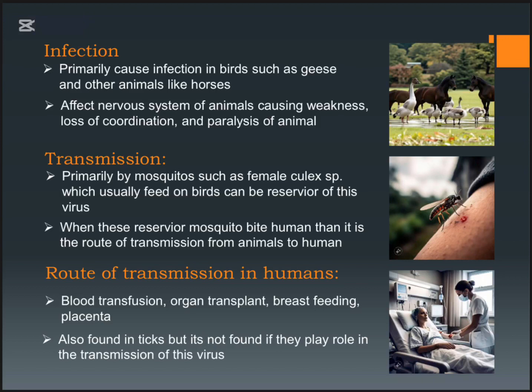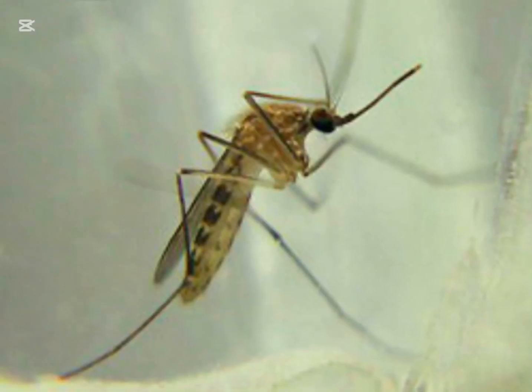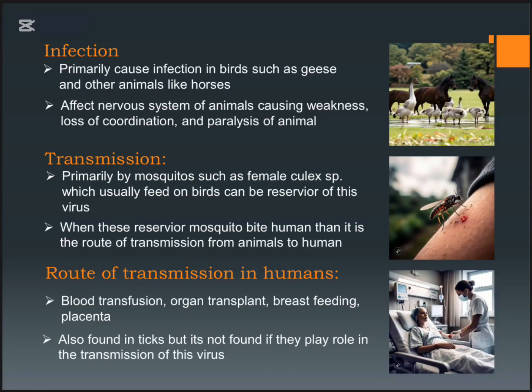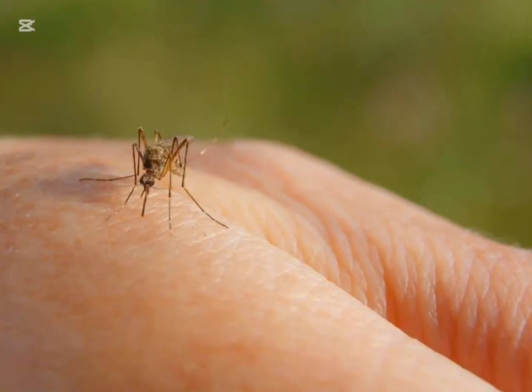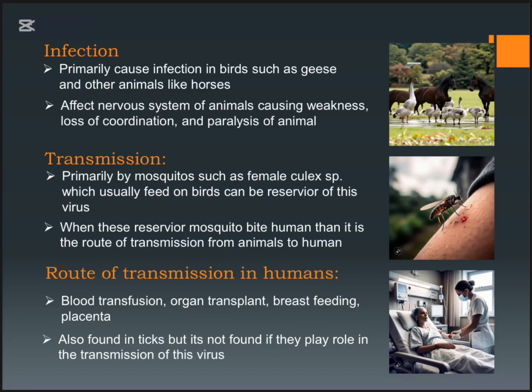Talking about its route of transmission, this virus is transferred by a species of mosquito known as Culex species, and female Culex species usually feed on birds. So when this mosquito bites an infected bird, it becomes the reservoir of that infection. And when the same mosquito bites a healthy person, that is the route of transmission from animals to humans. Its route of transmission from human to human is very rare.